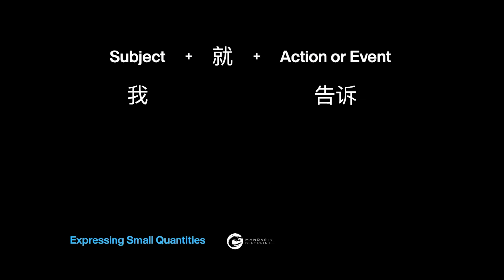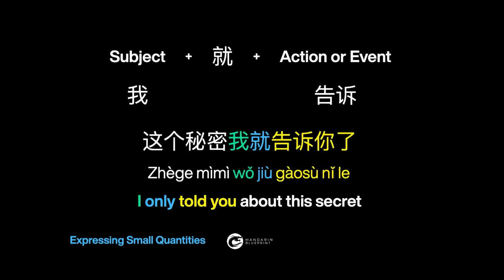So take this. We have a subject 我 and an action or event 告诉. If we look at this sentence, 告诉 just means to tell. So in a simple sense, this sentence is just 我告诉你. That just means I tell you. Now, once you say 我就告诉你, it means I only told you. From the speaker's perspective, that's a small quantity. It's just you, right? And then you expand it to the full sentence. 这个秘密我就告诉你了. I only told you about this secret.